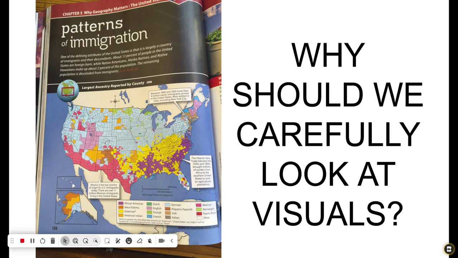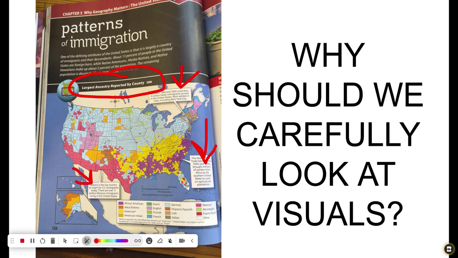In this first example, you're going to see on your screen right here a textbook about geography, and it's about patterns of immigration. It's got the largest ancestry reported by country in 2000. This is a map of the United States, and you'll notice it's got some little sidebars of information here because that's what visuals do. You got to read everything in visuals. It's important. You got to do that.